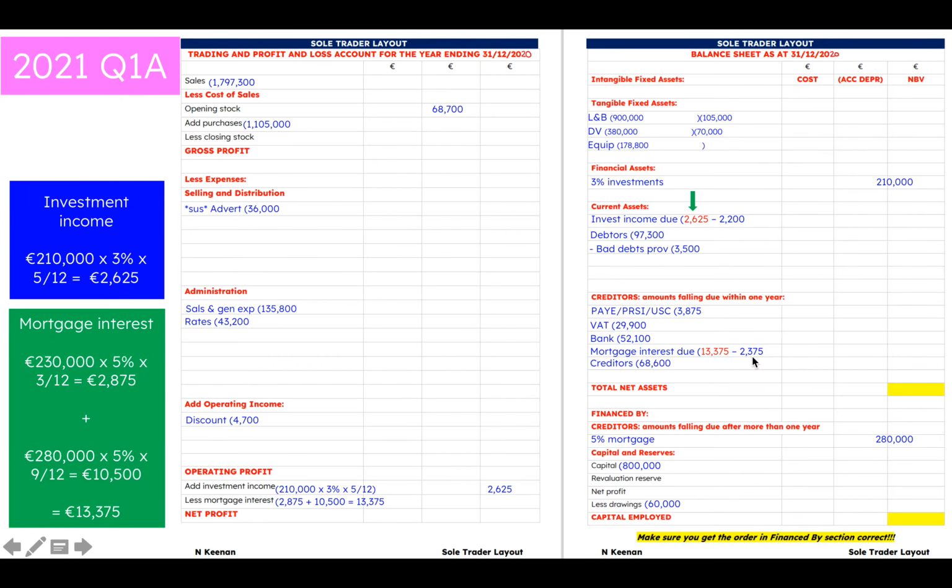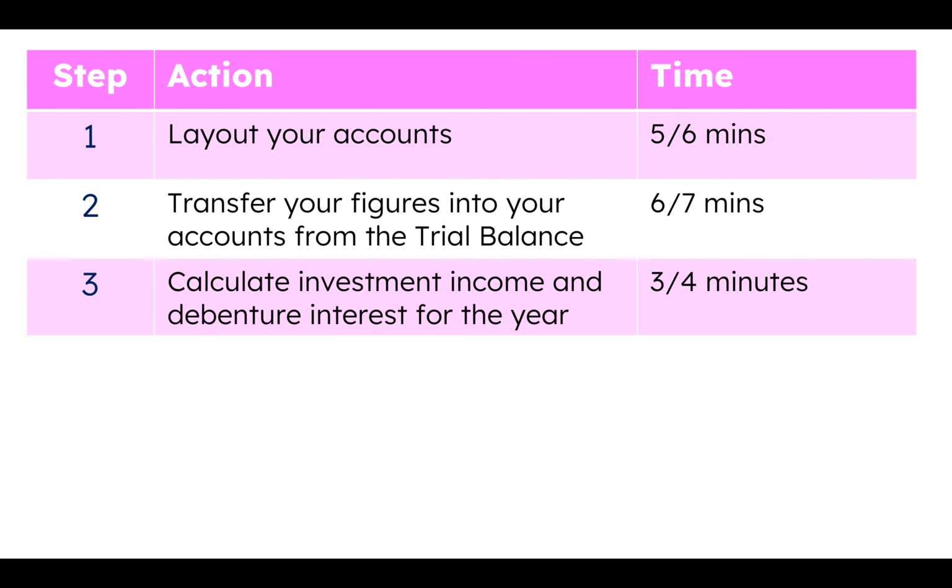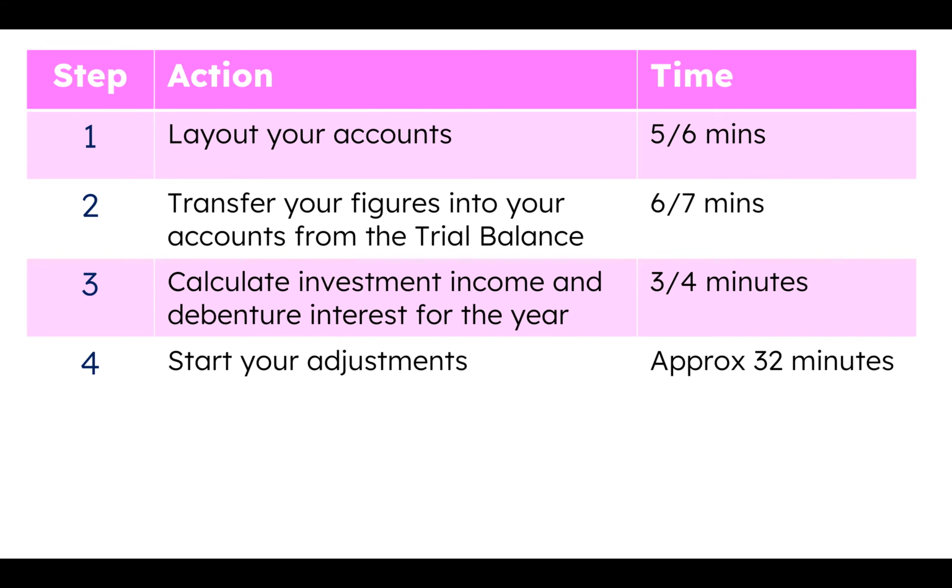This is for the year minus what they said they had paid in the trial balance. Sorry, this is what they had received in the trial balance. Okay, so that's step 3 complete. And as I said, you've got about 30 to 40 marks secured now at this stage. Next, we'll move on to our adjustments.